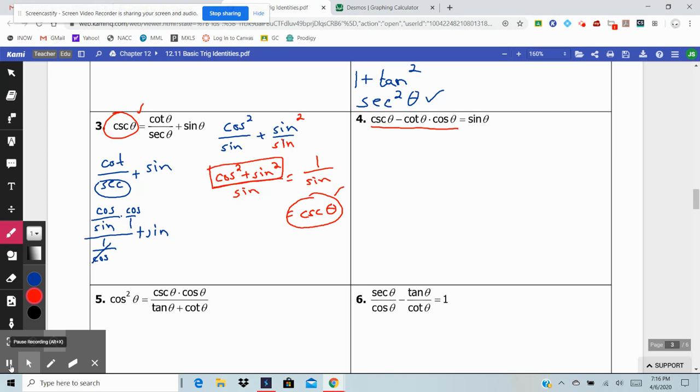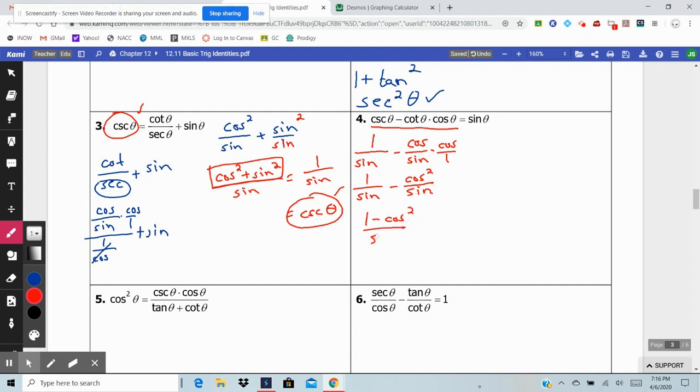I'm going to take the most complicated side, and obviously 1 over cosecant I can replace with 1 over sine. Minus cotangent is cosine over sine. And you see a lot of repetition here, and cosine there, so you have times cosine over 1. So you now have 1 over sine minus cosine squared over sine. And those already have a common denominator, so you now have 1 minus cosine squared over sine. 1 minus cosine squared on top.